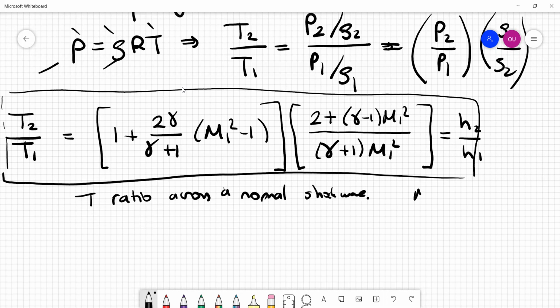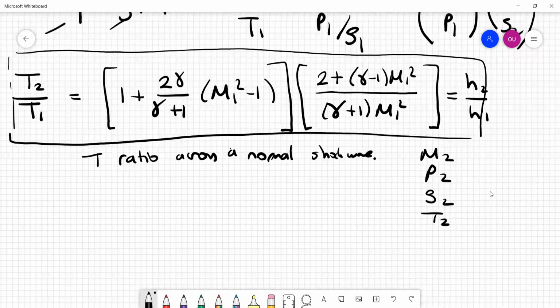So now I know how to calculate M2, P2, rho 2, and T2. That is nice. I got most of what I wanted. I have a few more things left. I know how to calculate temperature, pressure, density, and Mach number after a normal shock wave. Well, as you have seen here, we will continue tomorrow, but what I would like to say is this.